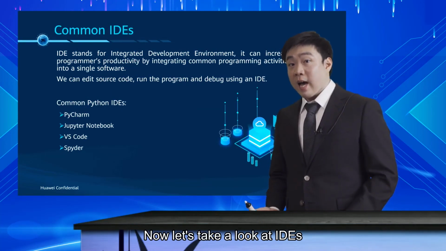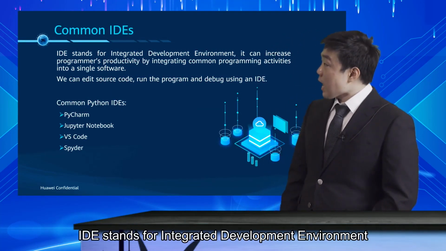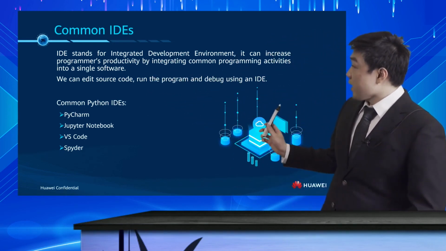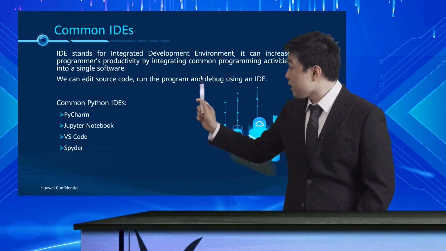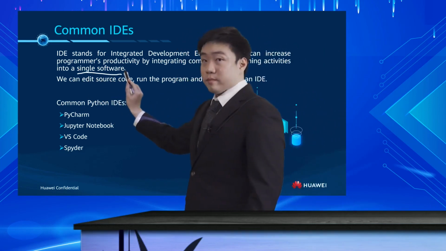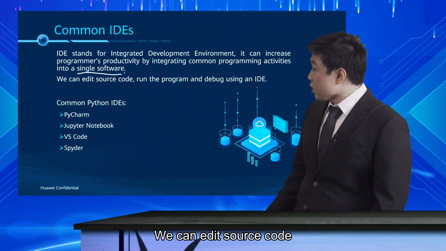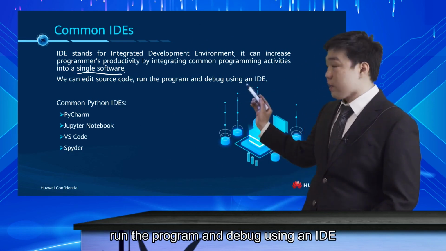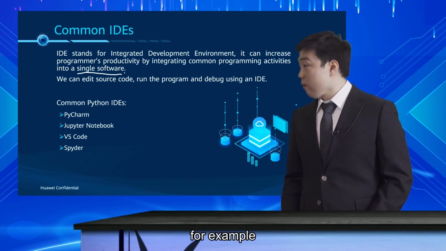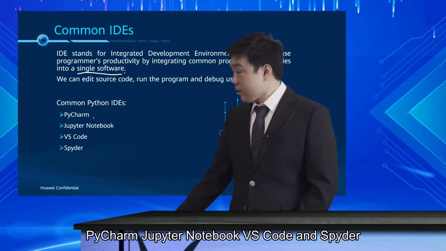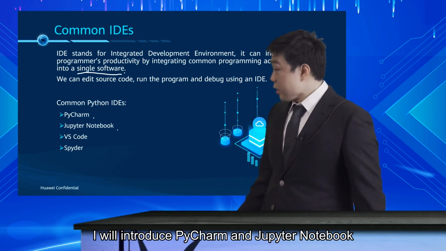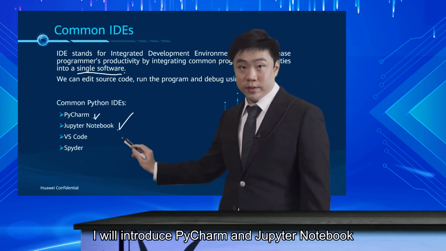Now, let's take a look at IDEs. IDE stands for Integrated Development Environment. It can increase programmers' productivity by integrating common programming activities into a single software. We can add source code, run the program, and debug using an IDE. There are many IDEs for Python, for example, PyCharm, Jupyter Notebook, VS Code, and Spyder. I will introduce PyCharm and Jupyter Notebook.